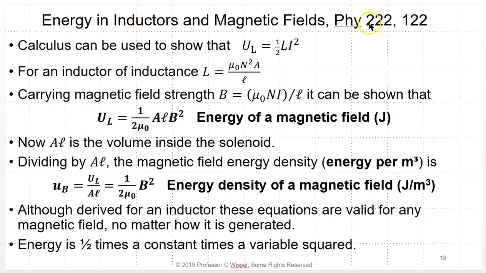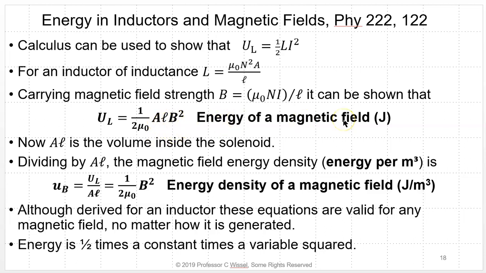This slide is for both calculus base, which is Physics 222 students, and for algebra base, which is Physics 122 students. Calculus can be used to show that UL equals 1/2 times L times I squared. For an inductor of inductance L equals mu naught n squared A over little l, which is carrying a magnetic field of strength B equals mu naught n times I divided by little l, it can be shown that UL equals 1 over 2 mu naught times A times little l times B squared.